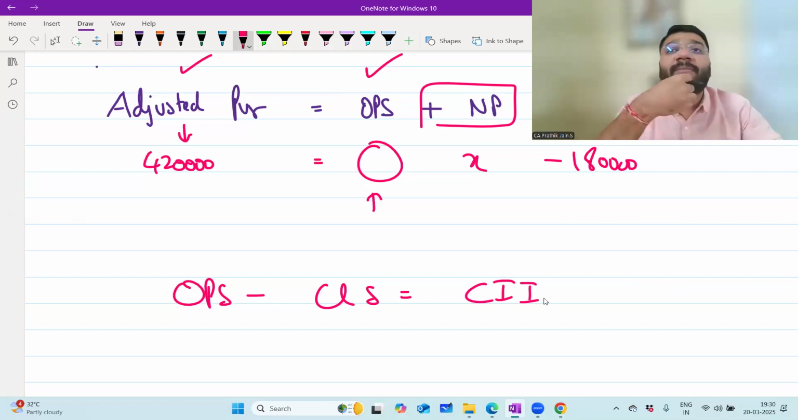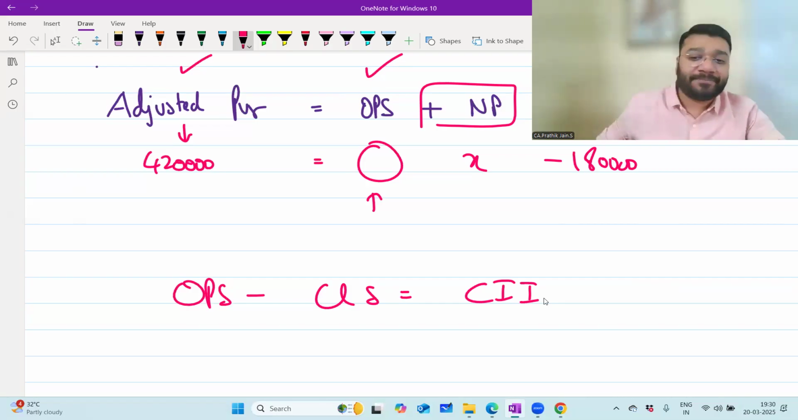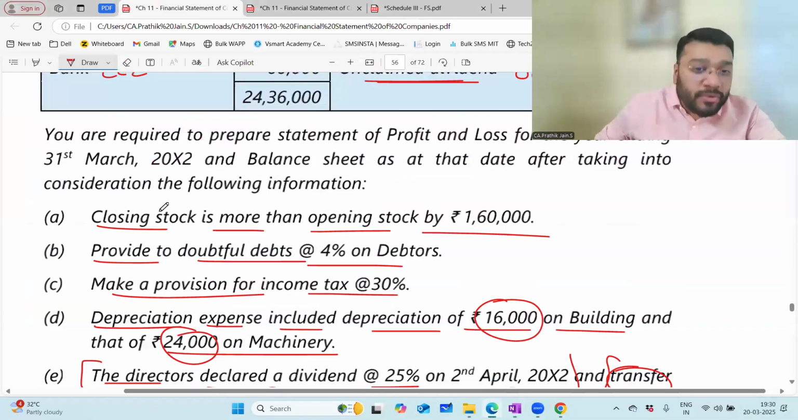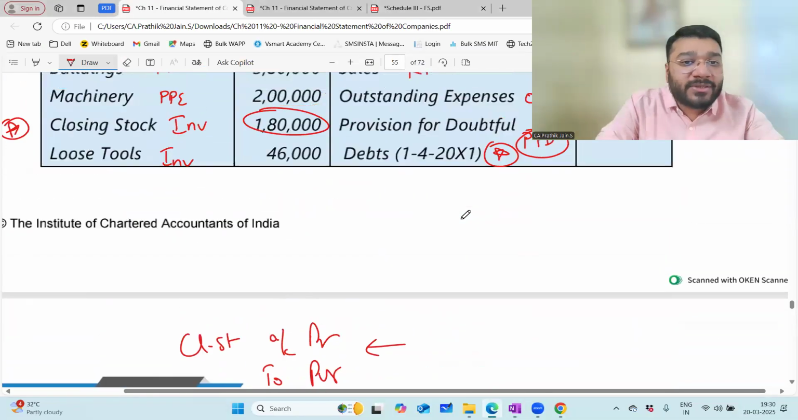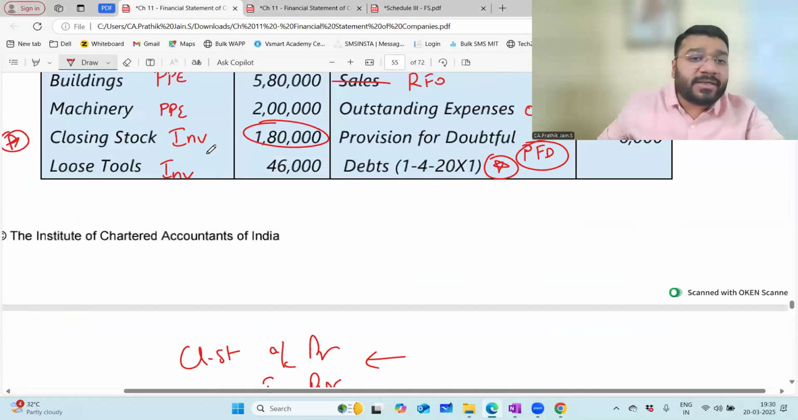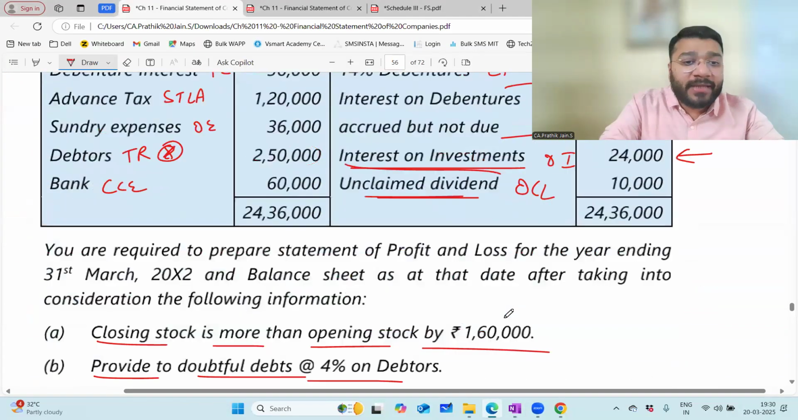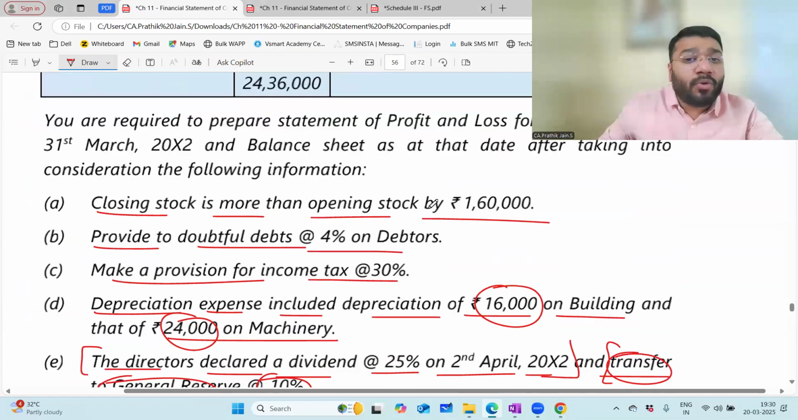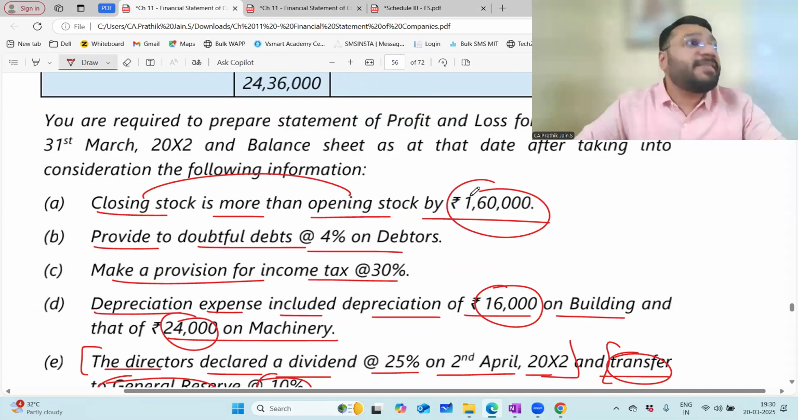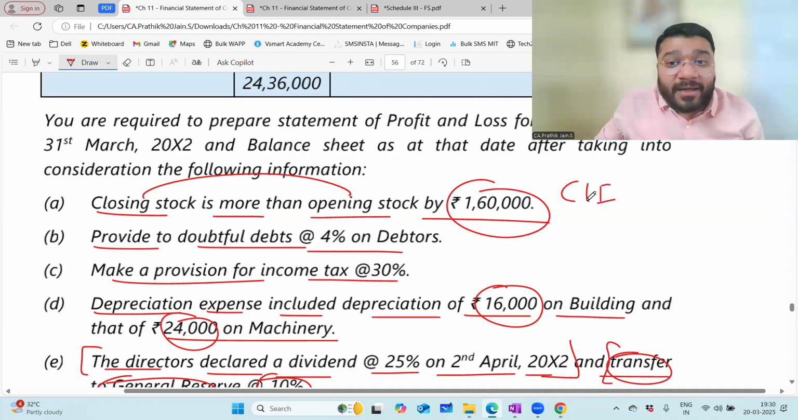Correct? No. Opening stock minus closing stock is equal to change in inventory. Closing stock is more than opening stock by 160. How much is the closing stock? Closing stock is 180 minus 180. They're telling that closing stock is more than opening stock by 160. So the difference between closing and opening stock is how much? 160. The difference is 160, which means change in inventory is how much?